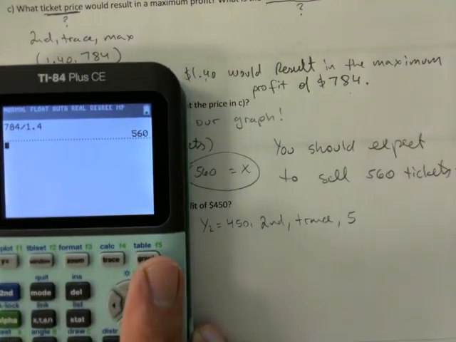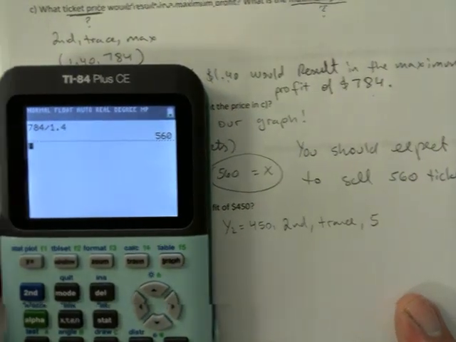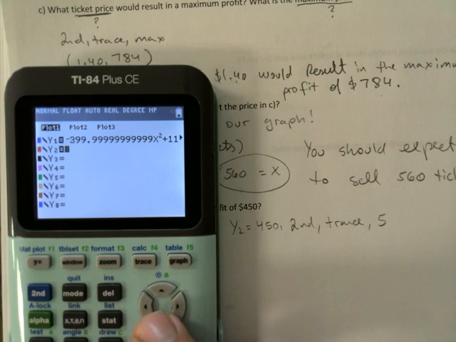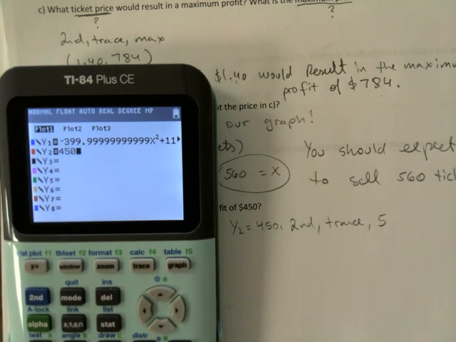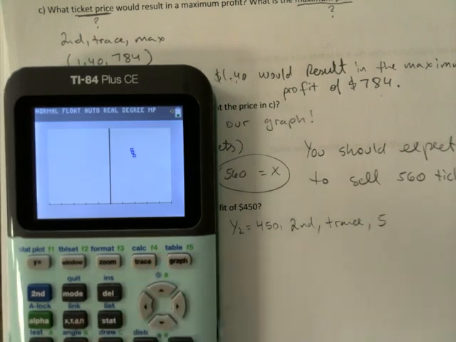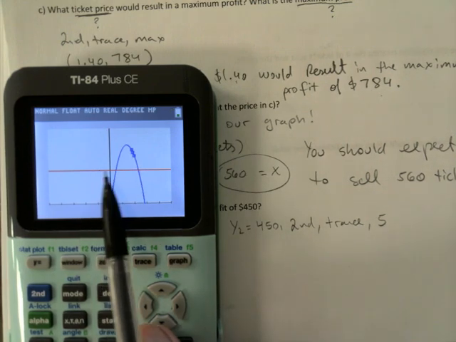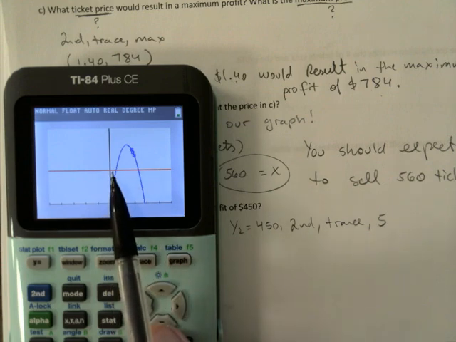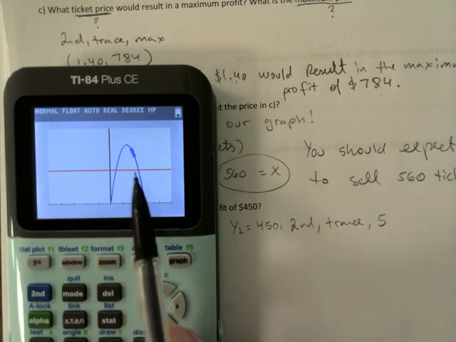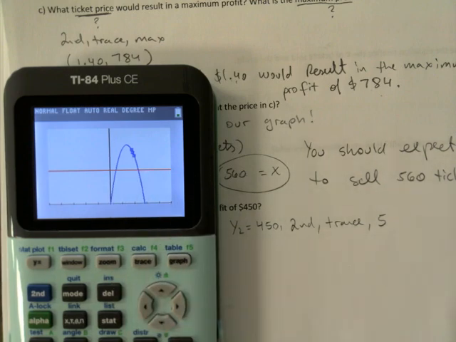I want you all to try this, the 450. Y2 is 450. Hit graph. And so that is your $450 profit line. It happens here and it happens here, right? It happens twice. So let's write that down first, and then we'll talk about it.